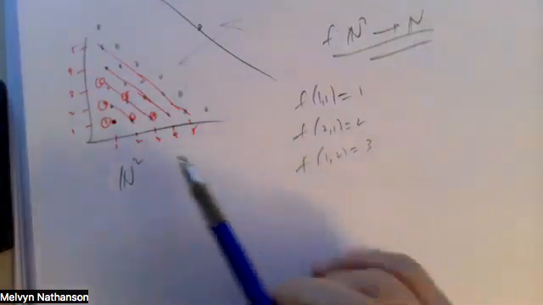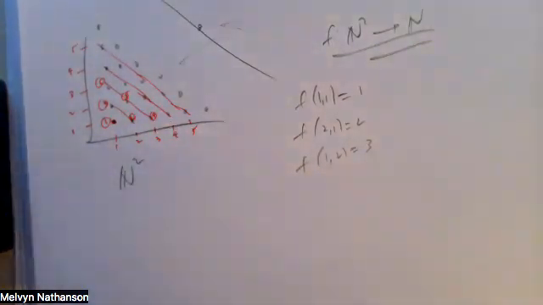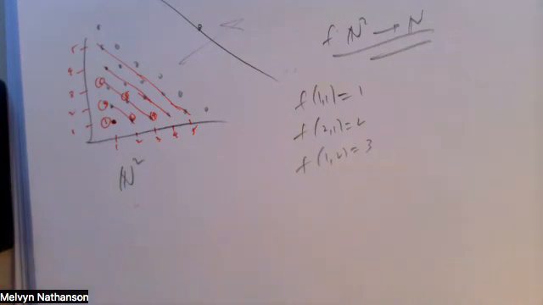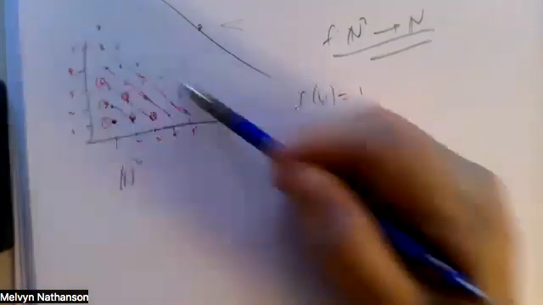Eventually, I assign a number to every lattice point, and it's a one-to-one correspondence. I could actually give a formula for this. I'm not going to, but I can actually give a formula for this. But this is a one-to-one correspondence.